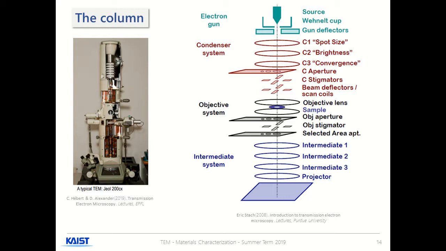From top to bottom, the TEM column is composed of 5 main blocks: the electron gun, the condenser lens system, the sample chamber, the objective lens system, and the projector lens system. The electrons emitted from the gun are sent to the sample by the condenser lenses, and the scattered beam is formed into an image by the objective lenses. The image is magnified and visualized by the system of intermediate and projector lenses.